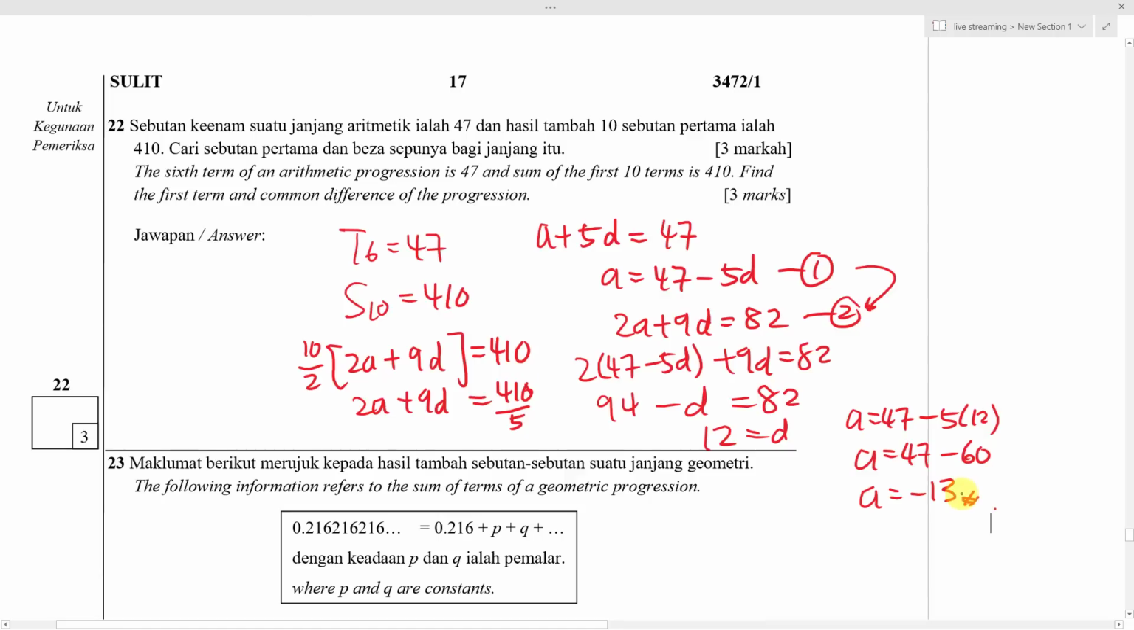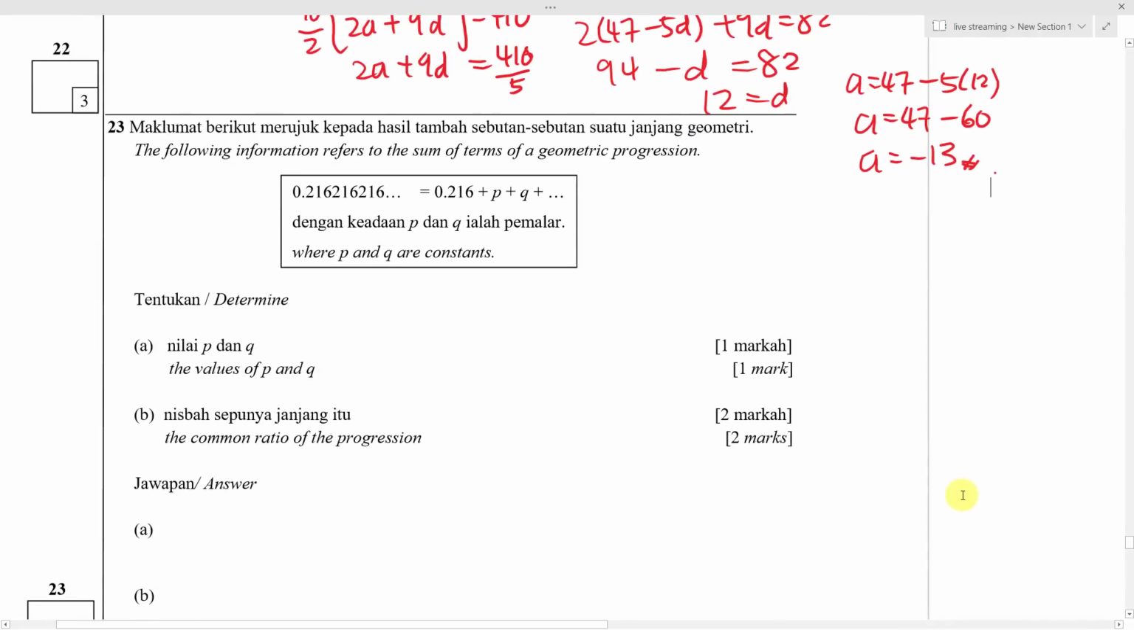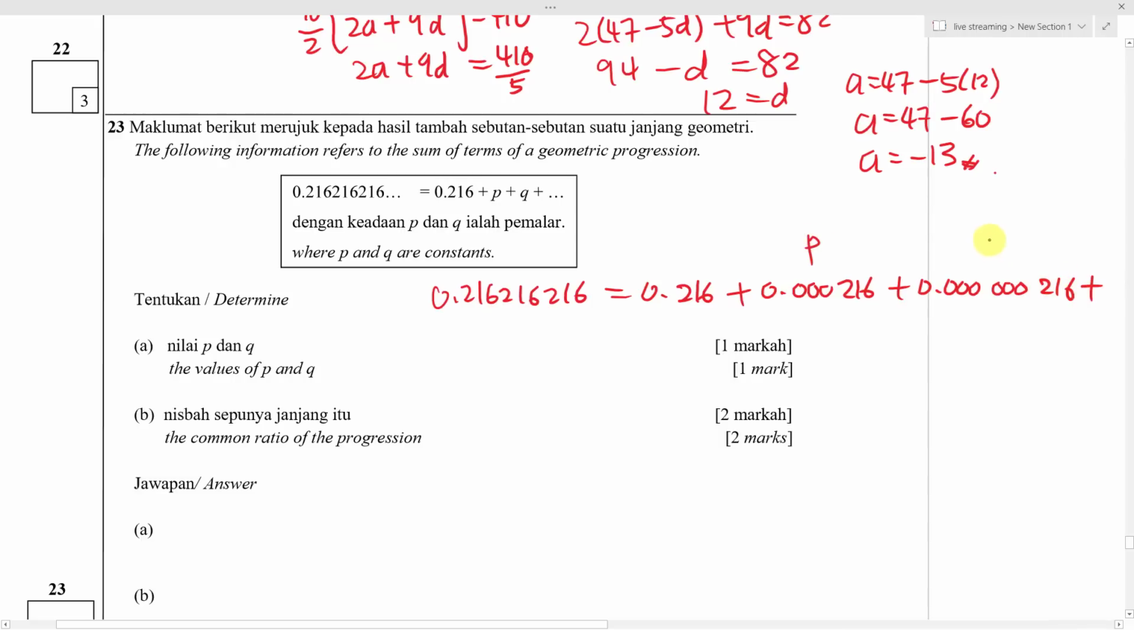Okay, so let's move on. 23. Yeah, this is very easy. So you want to know what P and Q are, because 0.216216 is formed by 0.216 plus 0.000216 plus 0.000000216 and plus 3 more 0s. So therefore this is your P, this is your Q. P answer, Q answer. Just as simple as this.